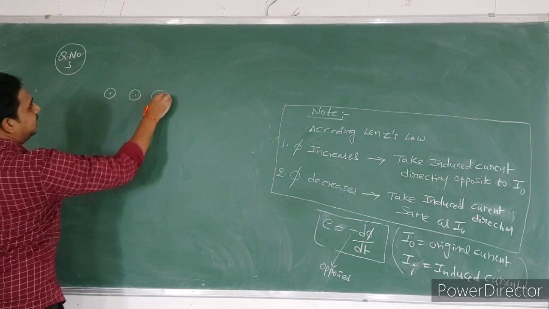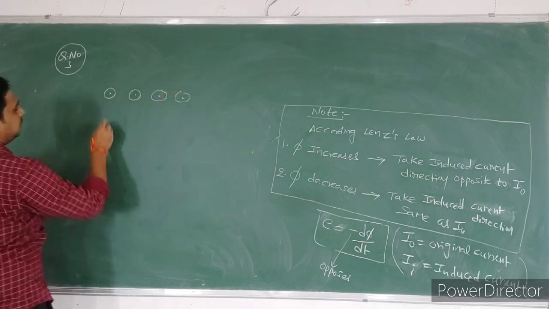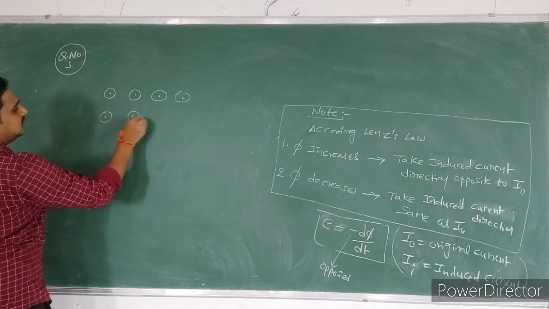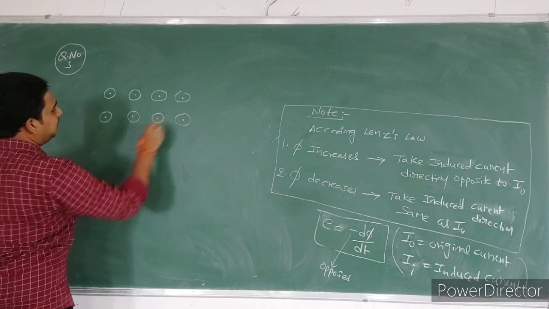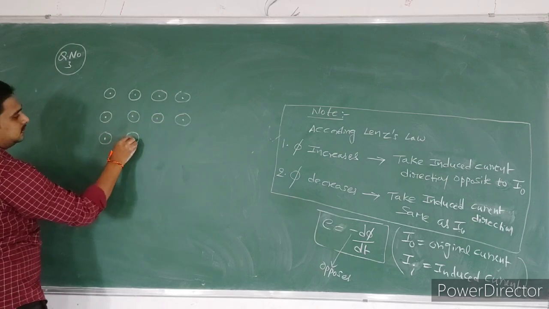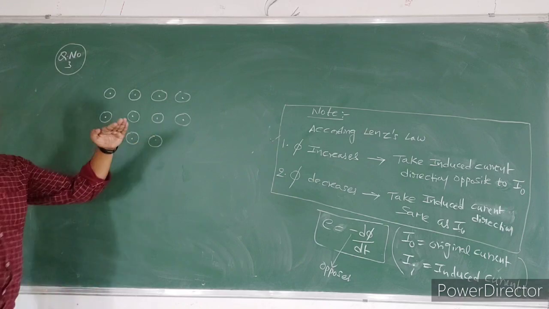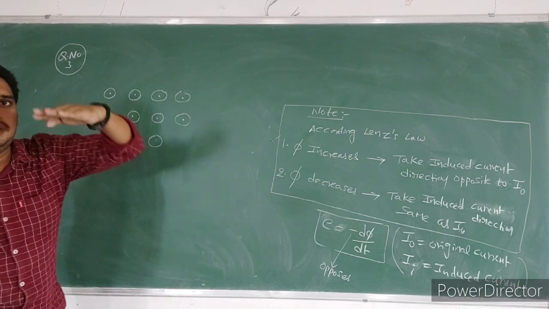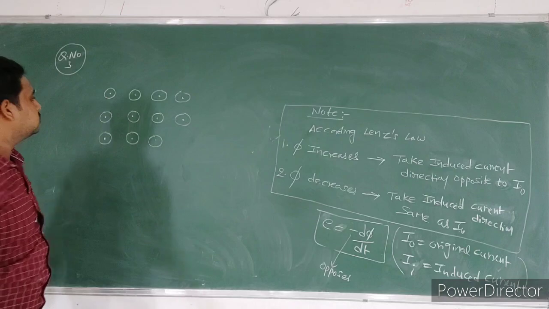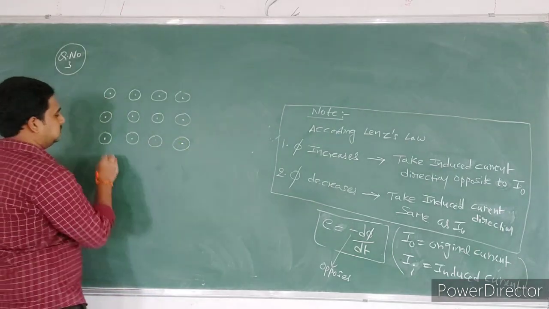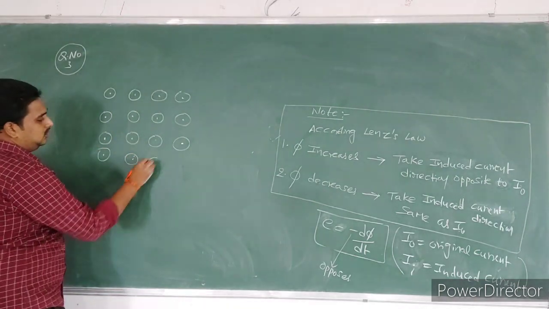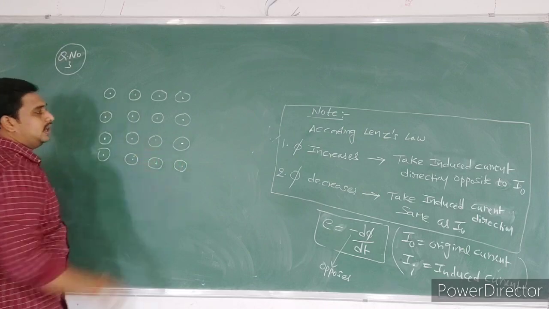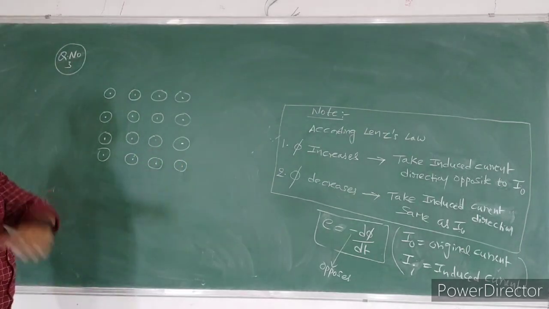Let us consider the magnetic field is out of the page. What does this represent? Magnetic field out of phase. The magnetic field is acting outwards like this. So the original magnetic field direction is outwards.